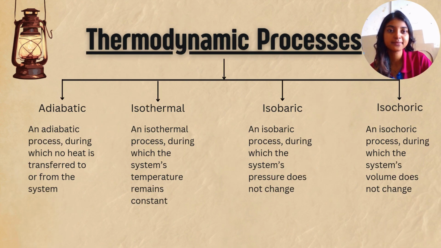Let me explain these four processes. An adiabatic process is one during which no heat is transferred to or from the system. In isothermal, the system temperature remains constant, while in isobaric, the system's pressure does not change and it remains constant. The last one is isochoric, a process during which the system's volume does not change.